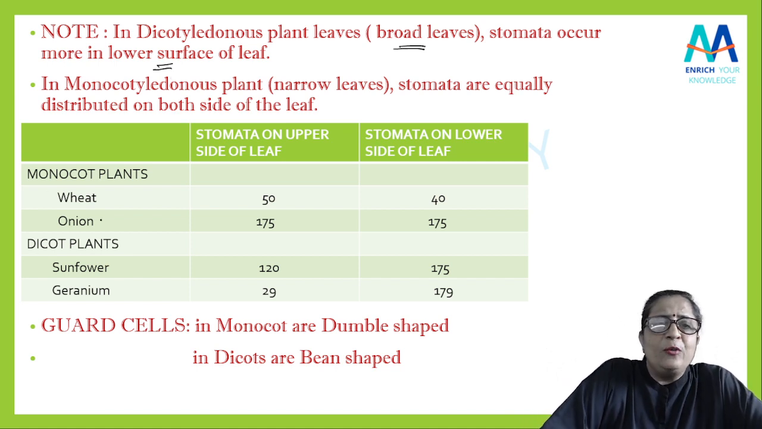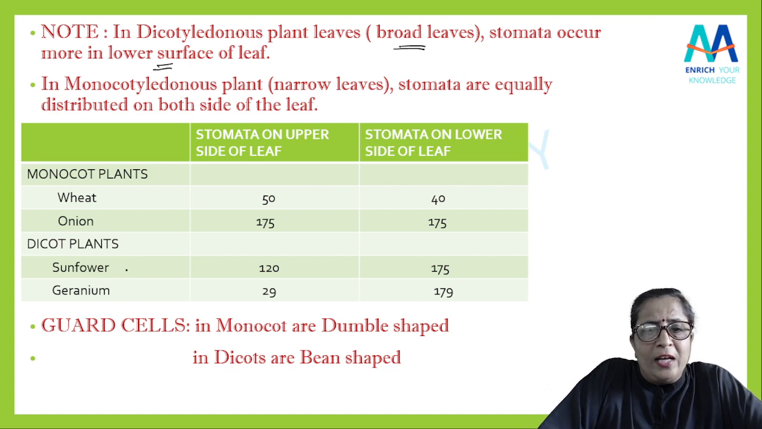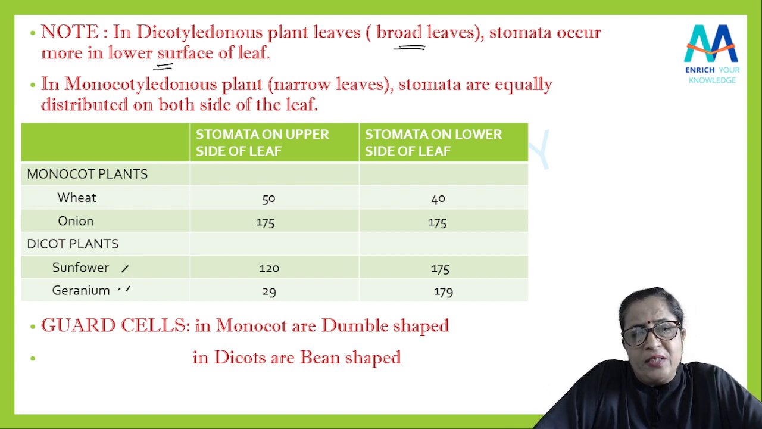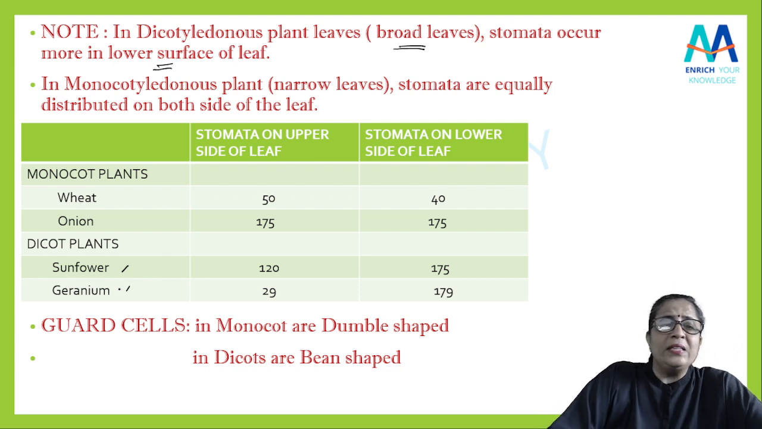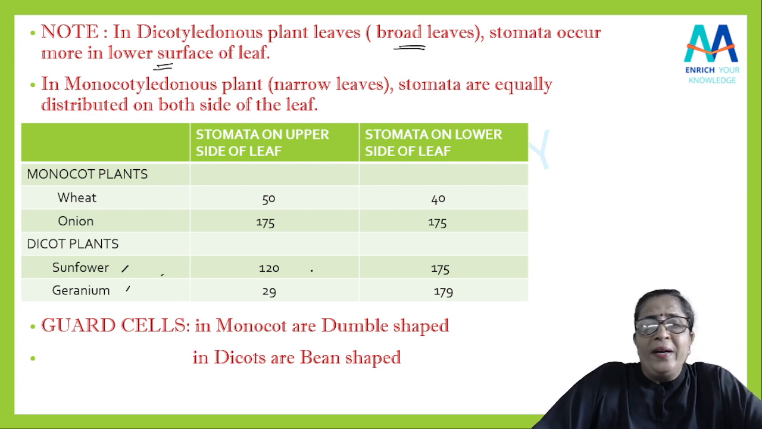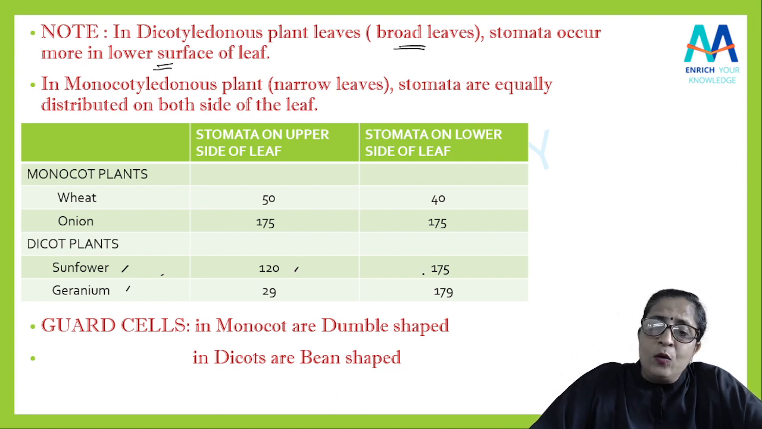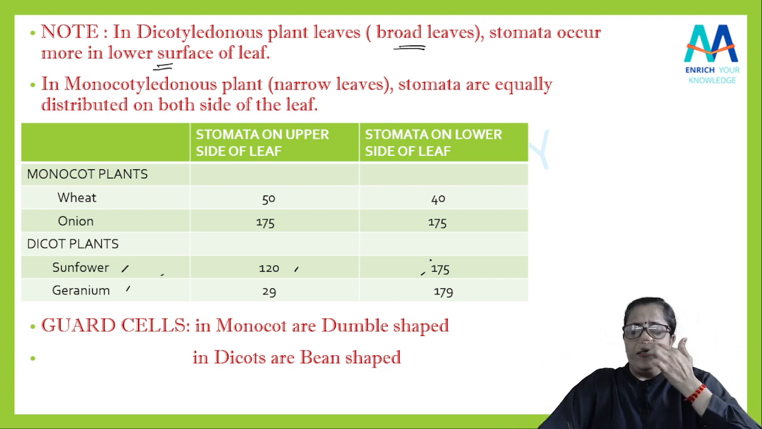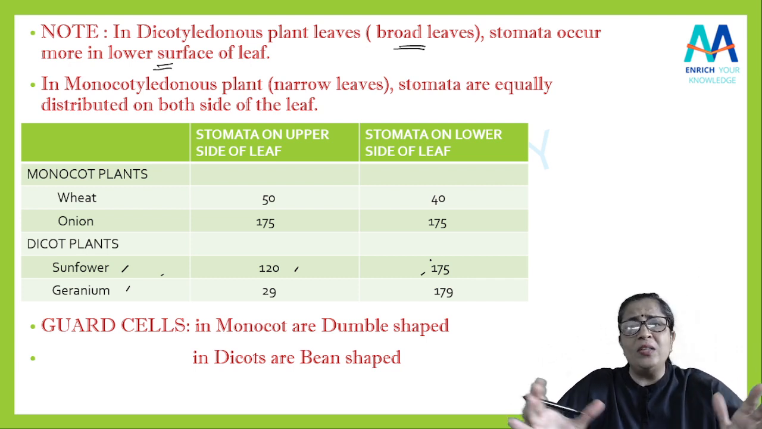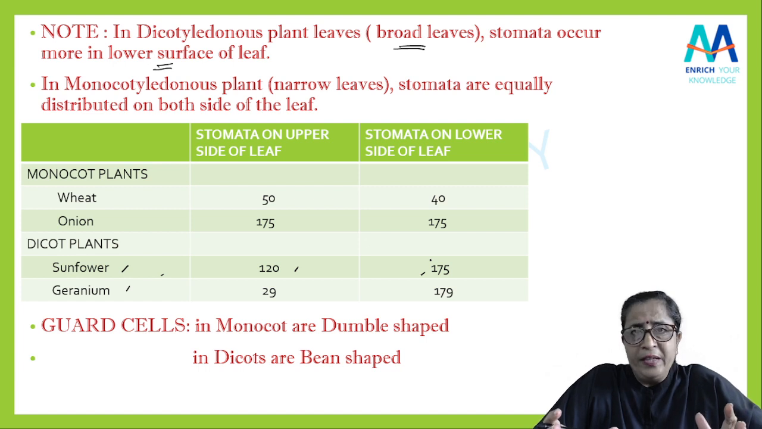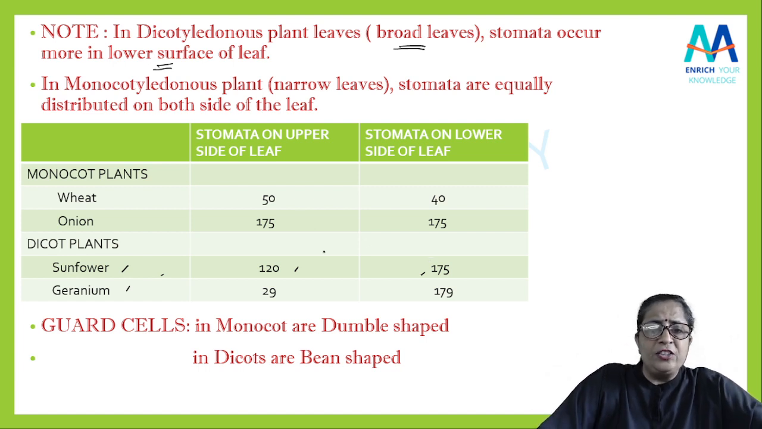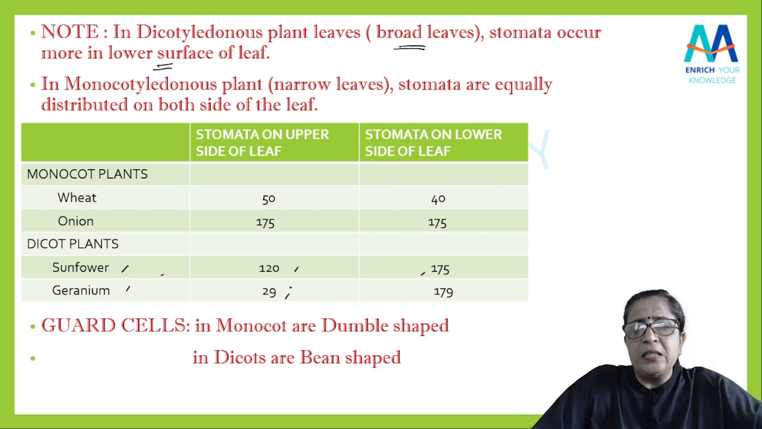Here I have given you some examples. जैसे dicotyledonous plant में sunflower or geranium, it is a dicot plant, isn't it? You can see in the sunflower, the stomata on the upper side of the leaf, suppose 120 stomata are there on the upper side, on the lower side it will be 175. नॉट अ बिग डिफरेंस, बहुत डिफरेंस नहीं है, ये नियरली सेम है. सिमिलरली जिरेनियम में यदि अपर साइड ऑफ लीफ में 29 है, यस, लोअर साइड में what can you say, 179.